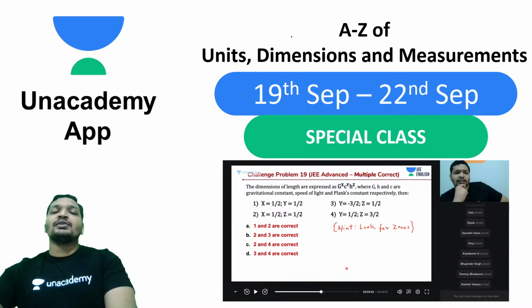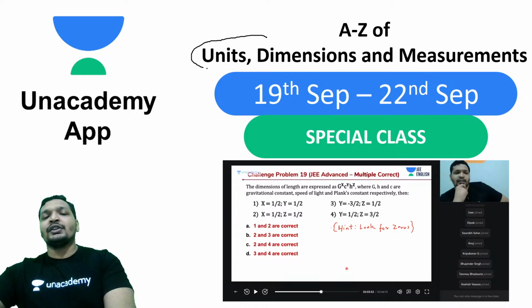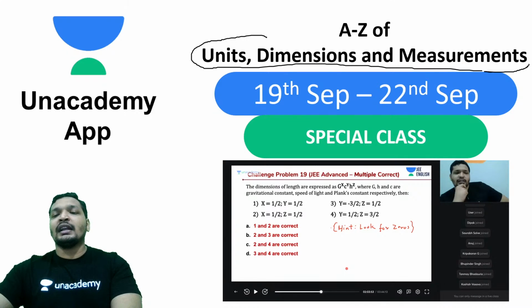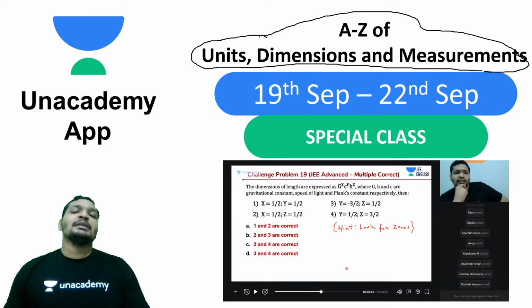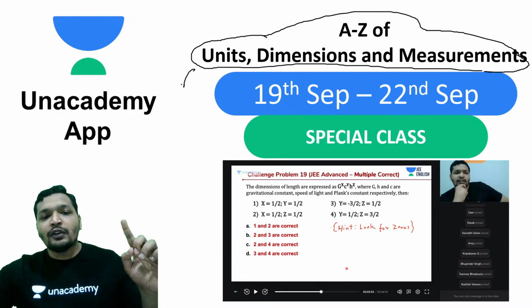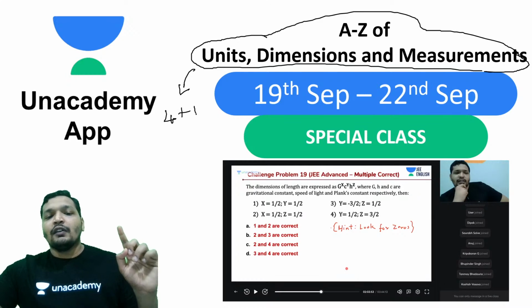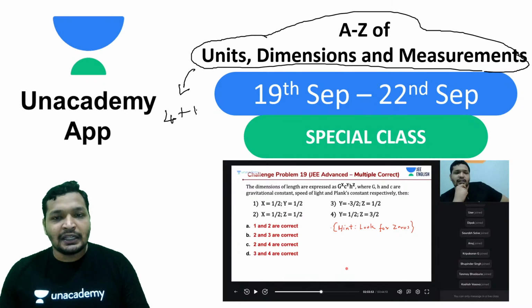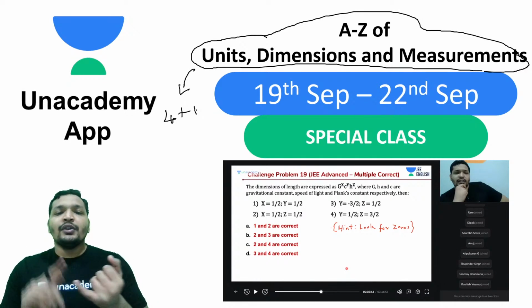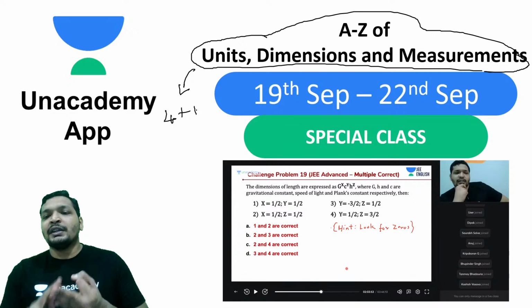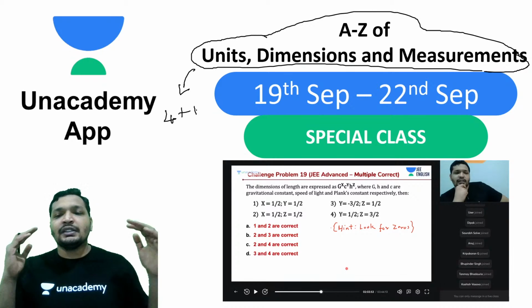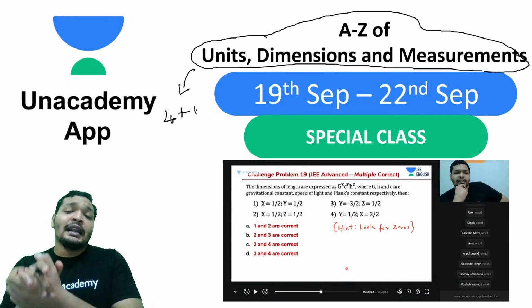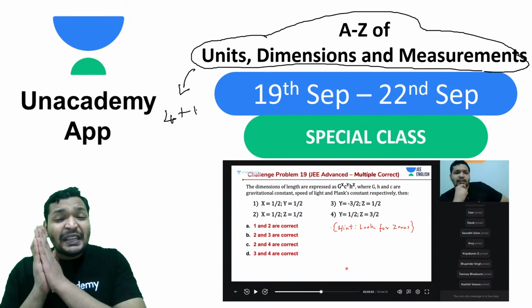And that being said, students, we have also completed units, dimensions and measurements on your Unacademy Learning App. So what is this A to Z units, dimensions and measurements? It's that 4 plus 1. 4 concept plus problem sessions and 1 complete problem session, where we have discussed the entirety of units, dimensions and measurements. Units based problems, dimension analysis, measurement based problems like vernier calipers, screw gauge and error analysis, least count. Be sure to attend them.